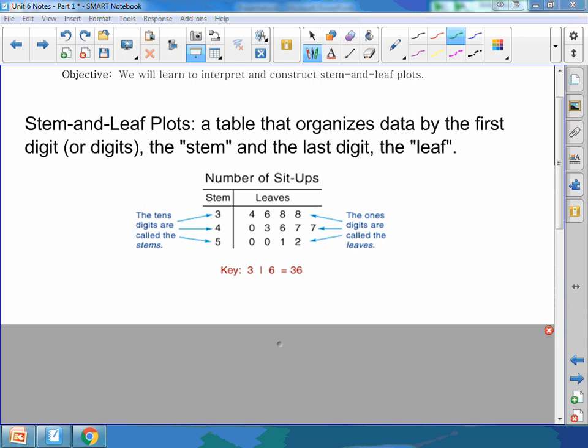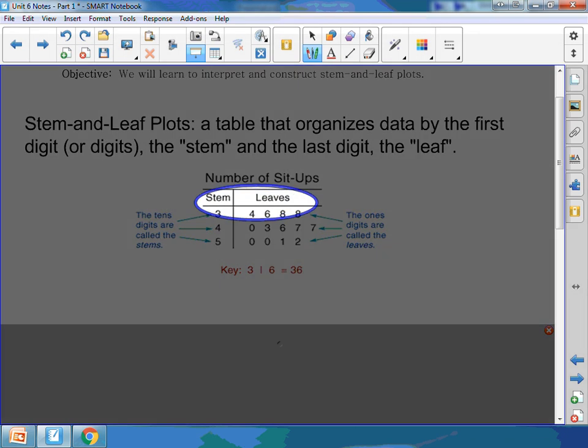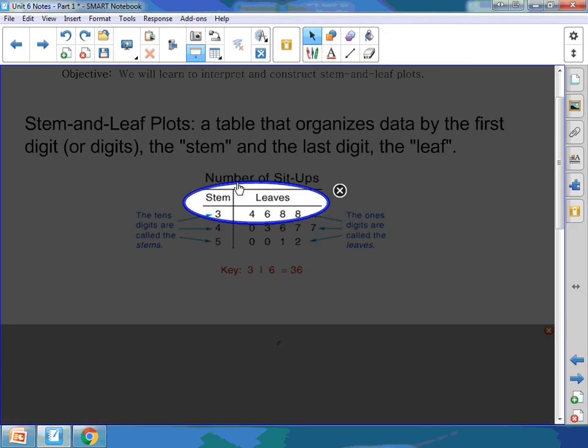Now, let me just focus in here on this part right there, okay? Just all eyes right to that part. The way we read this is that you use your stem as the first digit or digits in the number, and the leaves, like I said, are the last digits. So this 3 followed by the 4 represents 34, the number 34. So somebody in the class did 34 sit-ups.